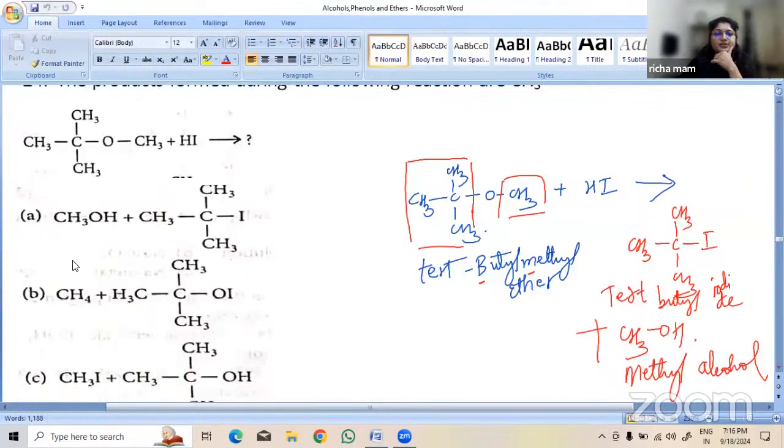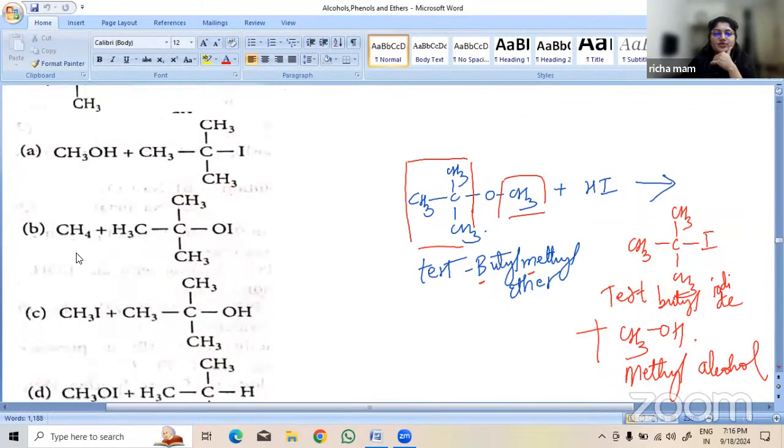So yes, option number A. These are the 4 options. Out of these 4 options, you can see that option number A is the correct answer. Lubna has answered, Preeti has answered, Shri Varuni has answered, Kanaya has answered. Yes, option number A is the correct answer.